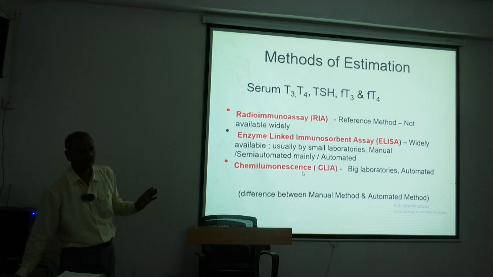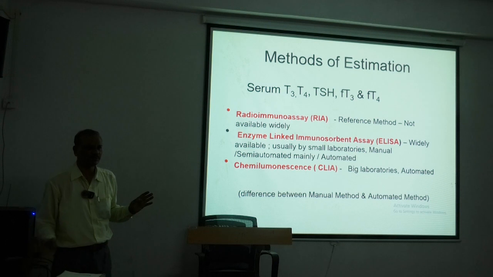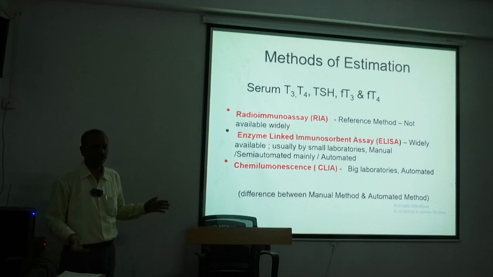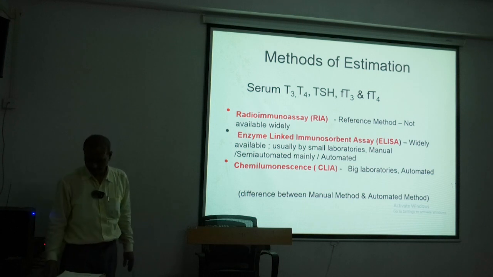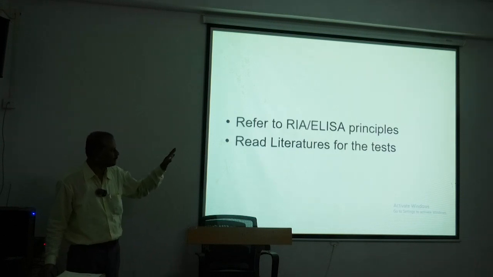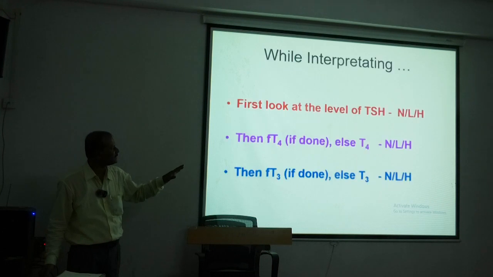CLIA, the chemiluminescent immunoassay, is usually done by the big laboratories. Maybe during your internship or housekeeping period, you might get CLIA also in this hospital. But CLIA has come in India from 1998. So if you want to know RIA or ELISA, you have to refer to the principles and then read the literature.